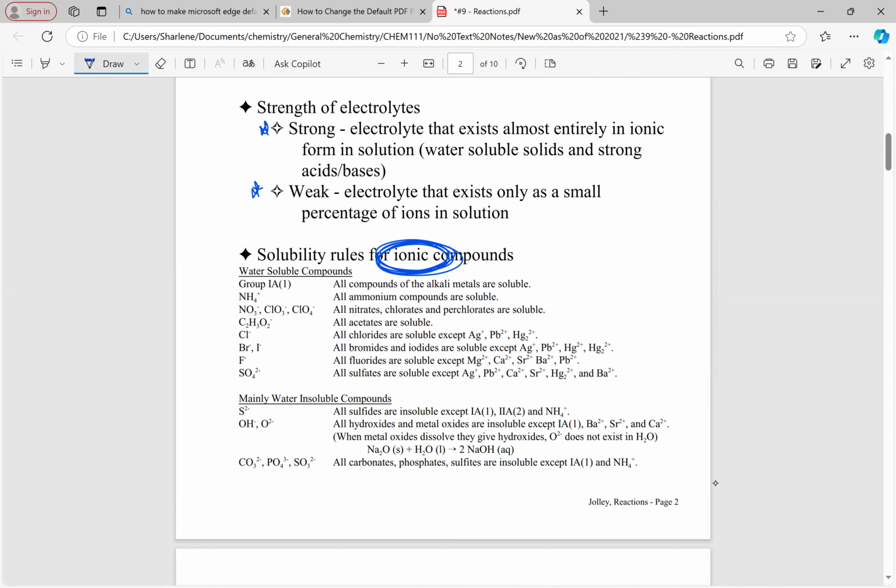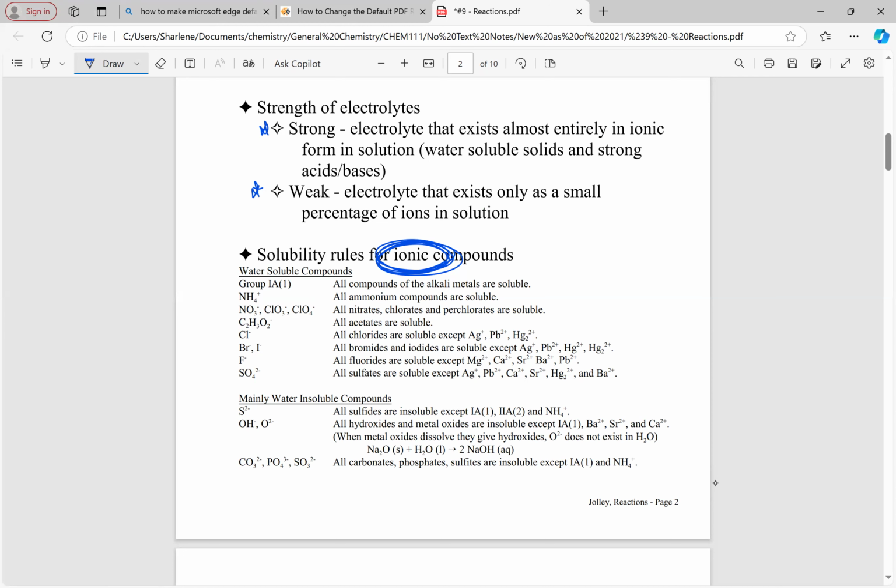All right, so let's talk about these solubility rules. When you're looking at the top one, the way you read it is like this. So water-soluble compounds. Everything in group 1A or column number 1, all compounds of the alkali metals are soluble. End of statement. There's no exceptions. Ammonium, all ammonium compounds are soluble. End of statement. Nitrate, chlorate, and perchlorate are all soluble. No exceptions. Acetates, all acetates are soluble. No exceptions. Now, if there's an exception, this is the way you would read it.